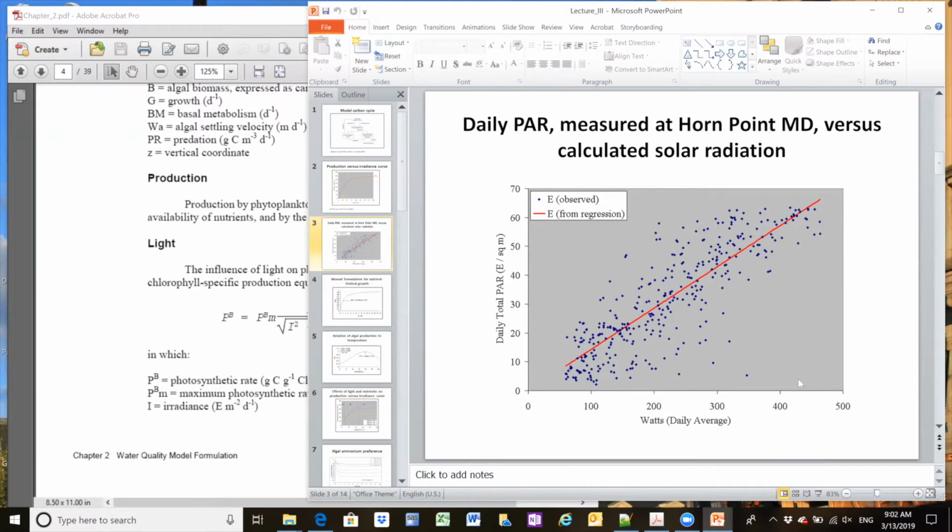And there's a relationship between measurements of thermal energy, watts that you can measure, and Einstein per meter squared per day, which can also be measured. So what you see is there's a lot of scatter in that, but indeed they are empirically related, as they must be. So if you're looking for measurements of Einstein per meter squared per day, you might actually get lucky. People at VIMS or at Horn Point have some records. On the other hand, if you don't get lucky, empirically you can convert it from things that are readily measured.